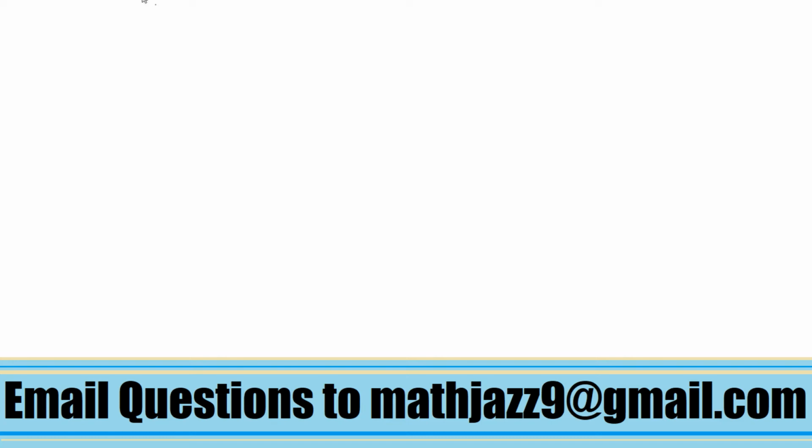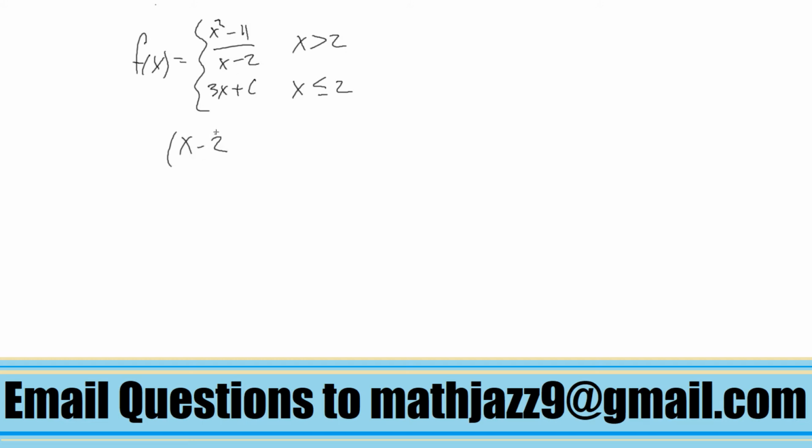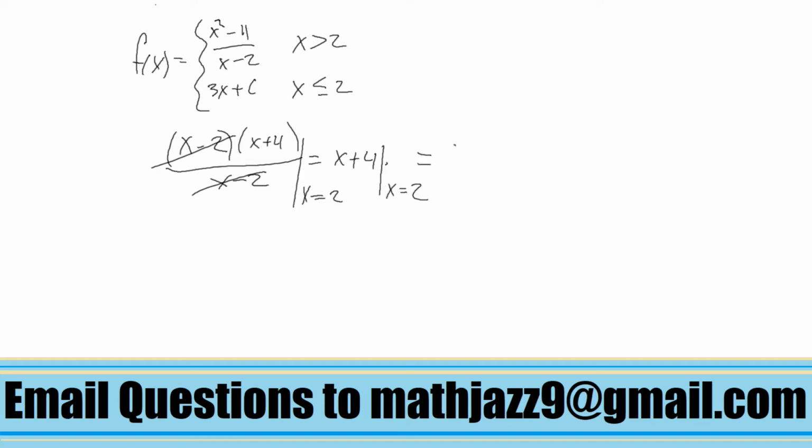So let us show how to do that. We have f of x equals x squared minus 4 over x minus 2 when x is bigger than 2, and 3x plus c when x is less than or equal to 2. So we're going to factor and cancel this top expression. So we get x minus 2 times x plus 4 over x minus 2. We cancel the x minus 2, which gives x plus 4. And then when we plug in 2, we're going to get 6.